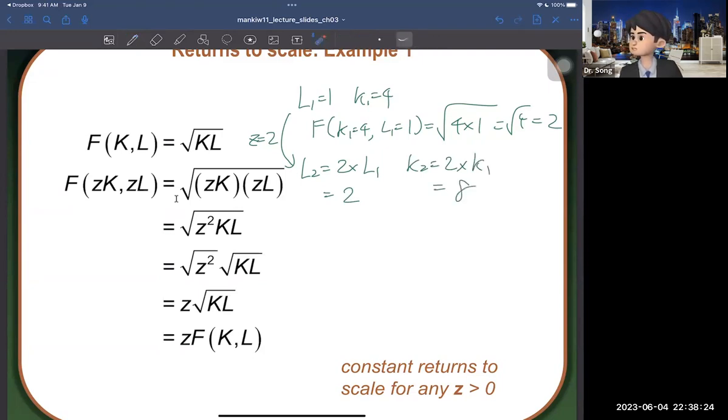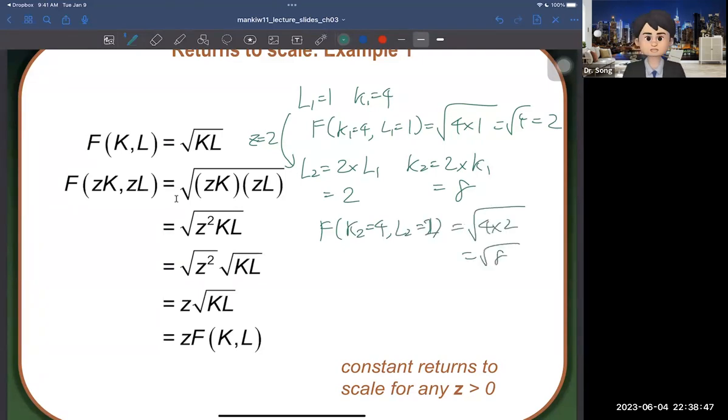So basically here, you have 1 worker and 4 espresso machines, then you make 2 cups of coffee, but then you double the input. Now you have 2 workers and 8 espresso machines. Then you want to know how many outputs you can make. So K2 equals 4, L2 equals 1, L2 equals 2, sorry. So then the square root of 4 times 2 is the square root of 8, right? So that is 2 times the square root of 2.